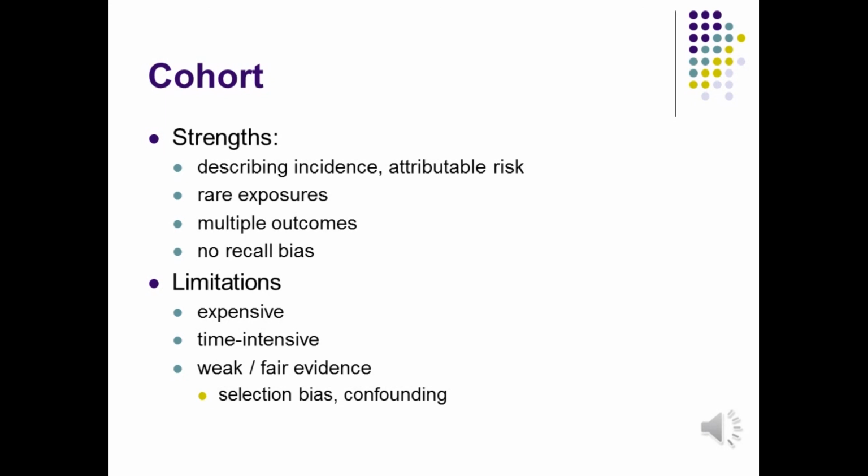So if you just think about the 2x2 table and what direction you're coming at it from, in this case the exposures, and then going forward in time to the outcomes. That visual kind of helps me remember these strengths and limitations. So it's good for looking at rare exposures and multiple outcomes. There's no recall bias. That's a strength. You don't have to worry about people remembering anything because you're following it forward in time and you can measure it or get it in real time.